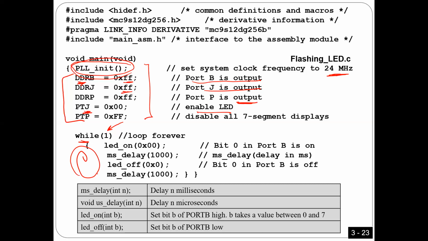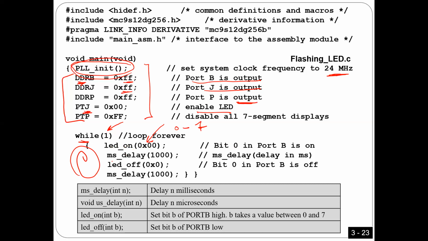In this loop, guys, we have a function. This function is called LED on. This function is going to turn one LED on. And you have to tell me which LED. That's why I have to put a number here from 0 to 7, because we have 8 LEDs. So here, this function is going to turn the first LED on.